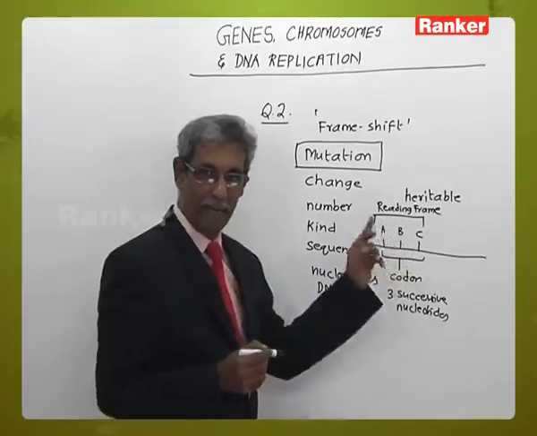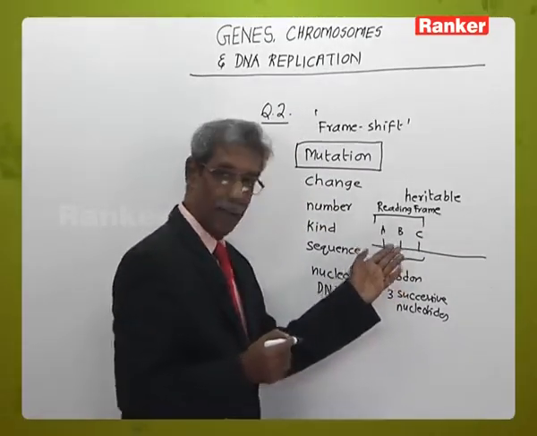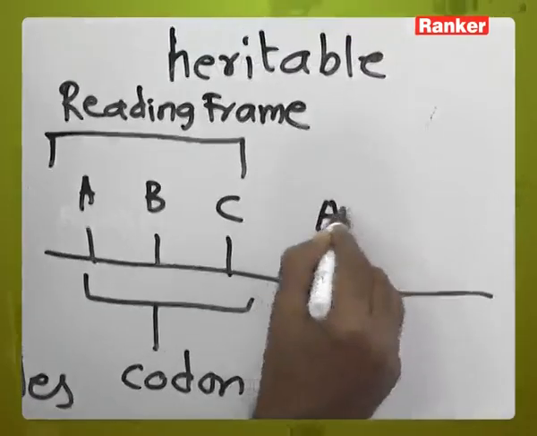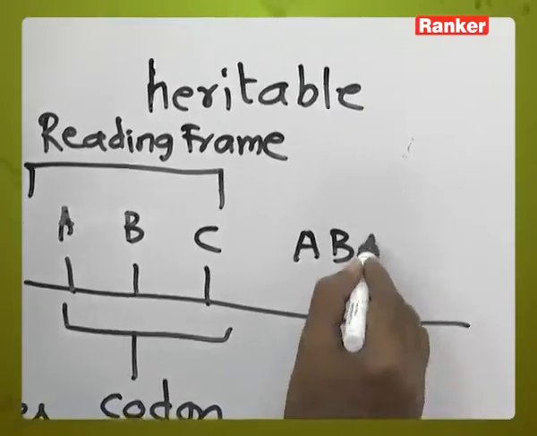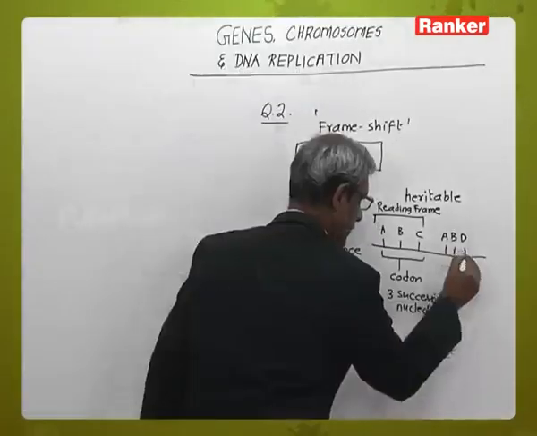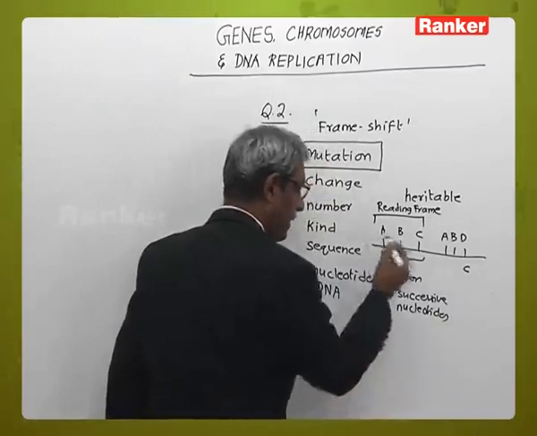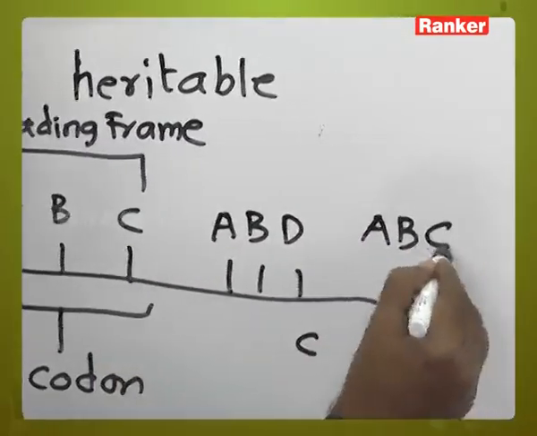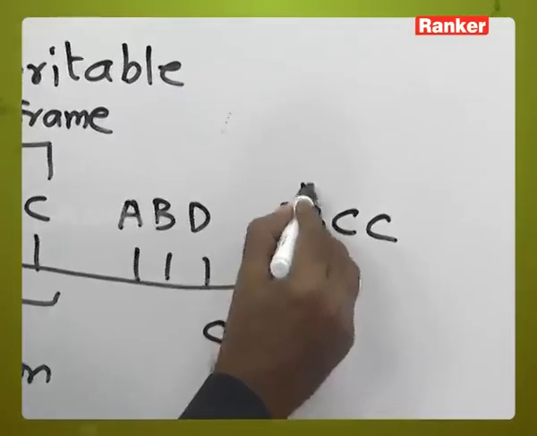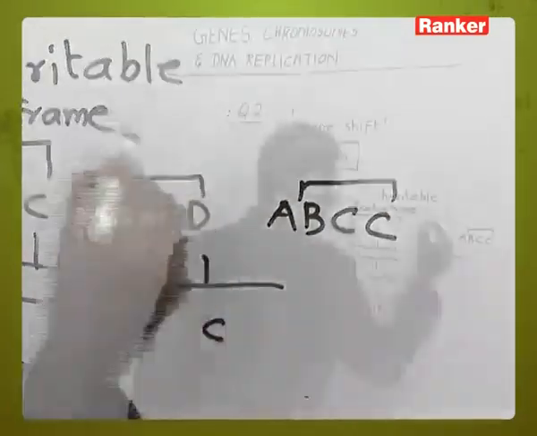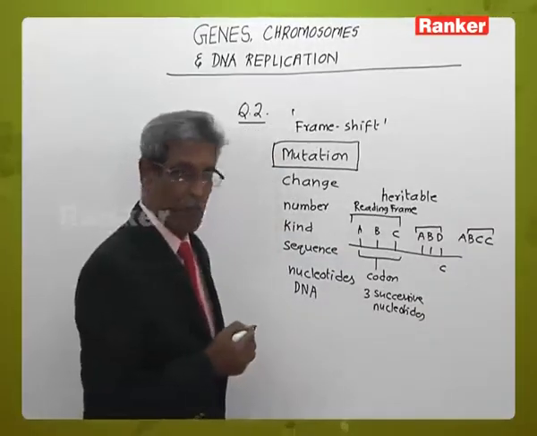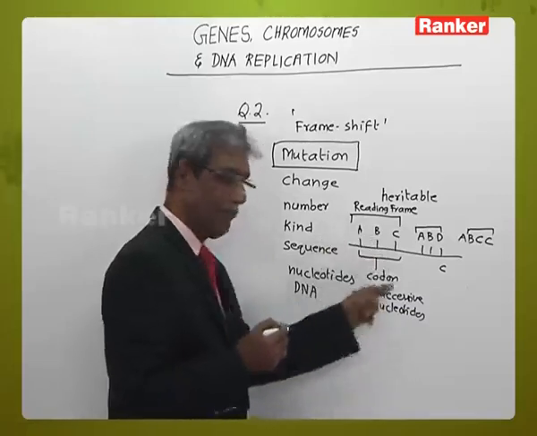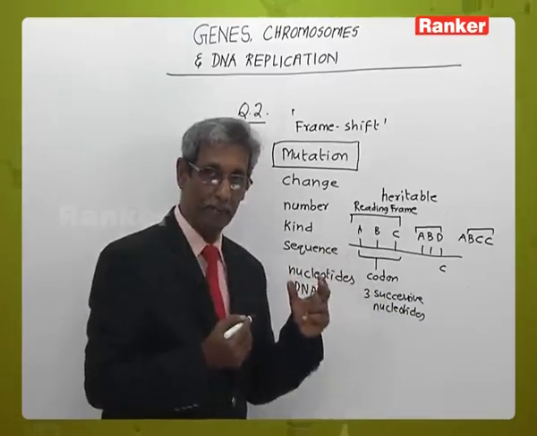If a reading frame like ABC gets shifted, that is, instead of ABC, it goes to form AB and C is lost and it combines with D. Or in other words, if A and B are present and one more C is added, then BCC forms one codon, ABD forms another codon. So if there is a shift in the reading frame, it always refers to 3 successive nucleotides.